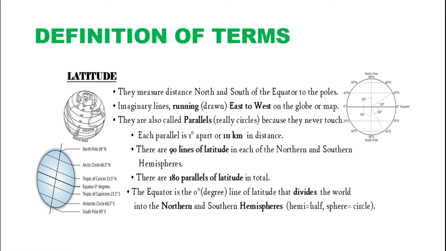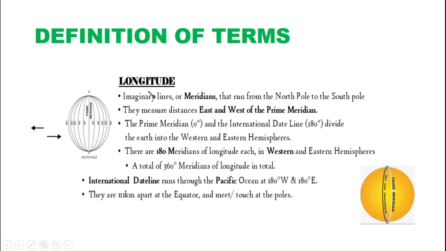The first one is latitude. Latitudes are imaginary lines drawn east to west on the globe. They're also called parallels because they never touch. There are 90 lines of latitude in each of the northern and southern hemispheres, and there are 180 parallels of latitude in total. For longitude, they are imaginary lines, also known as meridians, that run from the North Pole to the South Pole.